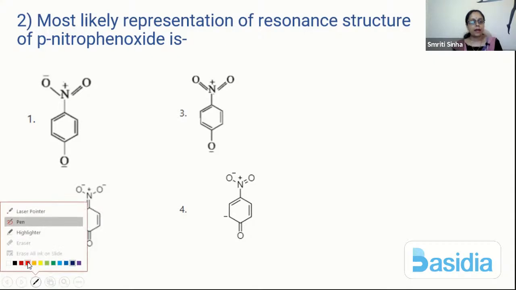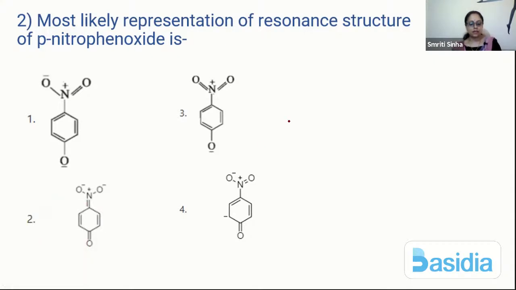Next, the most likely representation of the resonance structure of para-nitrophenoxide is. So para-nitrophenoxide can be represented in the most suitable way. Which one will be the correct structure for this? If you draw the para-nitrophenoxide ion, it looks like this. This is the original phenoxide ion, and to this, on the para position, it should have a nitro group.